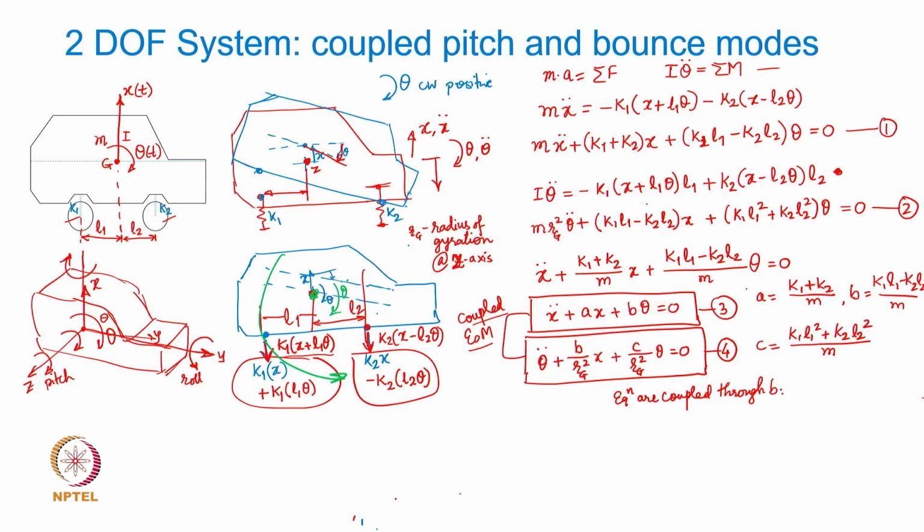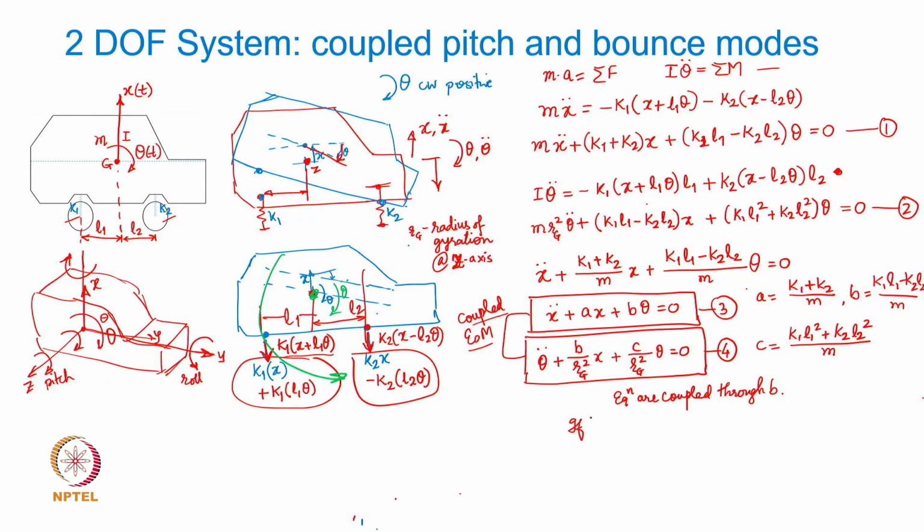If B is equal to 0, you can see that the equations become uncoupled, right. The two equations are independent of each other. So, if B is somehow 0, the equations are uncoupled.